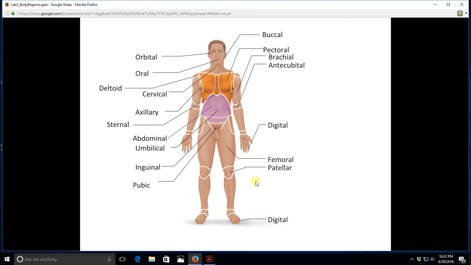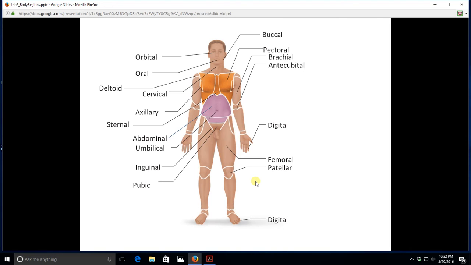Hey, welcome to lab number two. Lab number two is all about regions of the body, which we're going to see on the outside, so things that are superficial, plus cavities within the body.